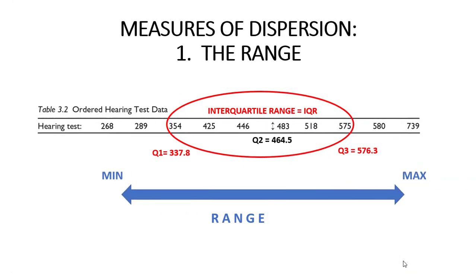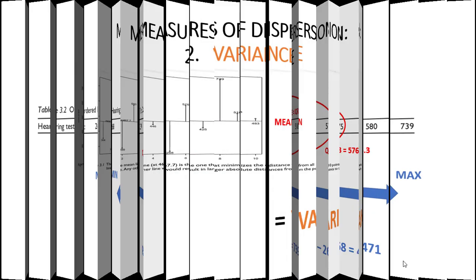Today we discussed measures of dispersion, and we were talking about two kinds of measure of dispersion. First we talked about the range, and we said that the range was the distance, if you want, from the minimum to the maximum value. The way we calculate that is we take the maximum value, we deduct the minimum value, and that's how we get the value for the range.